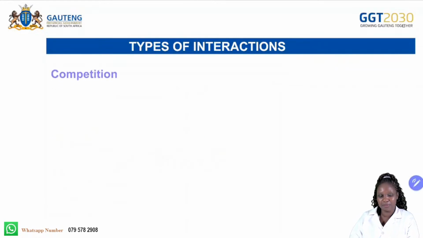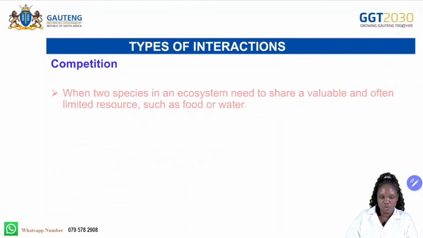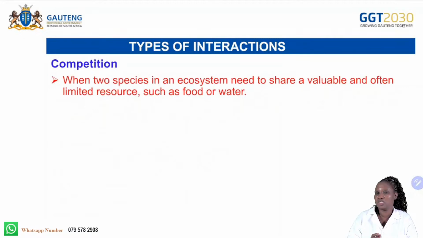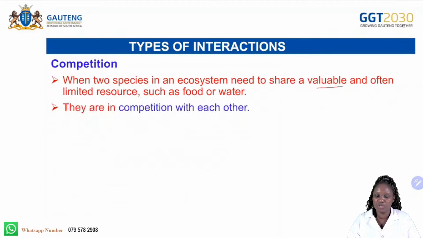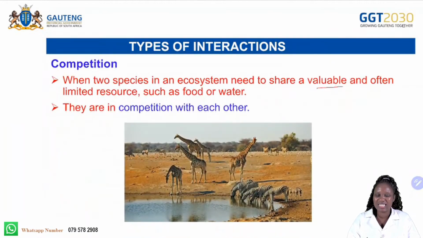And then the types of these, we've got competition when 2 species in an ecosystem need to share a valuable and often limited resource, such as food or water. They will be in competition, all right? And they are in competition with each other because they are competing for a certain thing. They can compete for water, they can even compete for food.